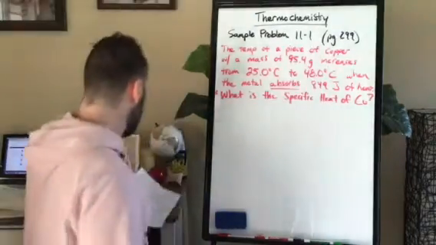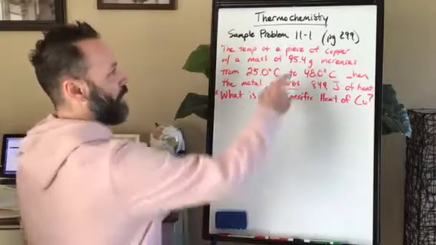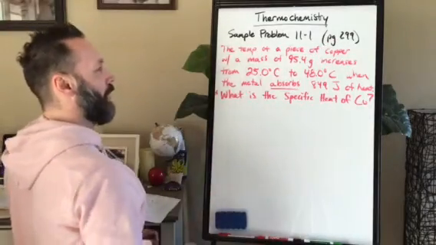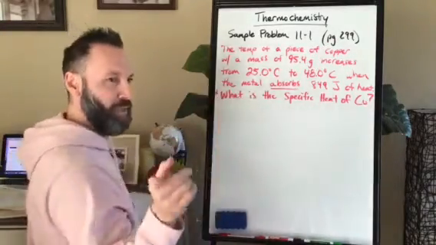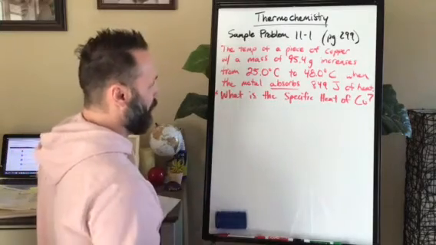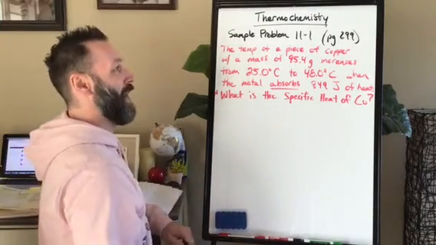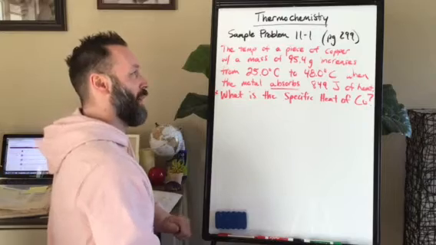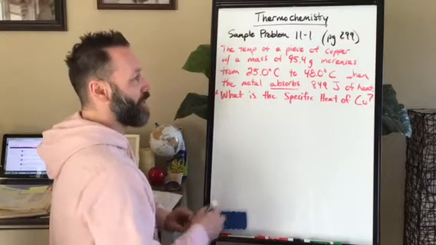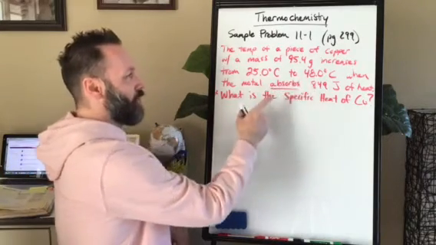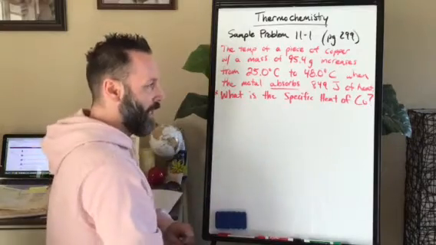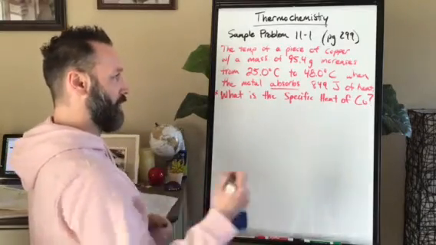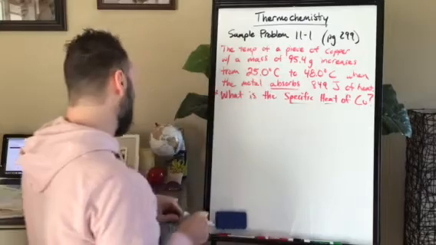Okay, so now we're looking at sample problem 11.1. This is on page 299, so hopefully if you grab the book, you can follow along with me. The temperature of a piece of copper with a mass of 95.4 grams increases from 25 degrees to 48 degrees when the metal absorbs 849 joules of heat. What is the specific heat of copper?